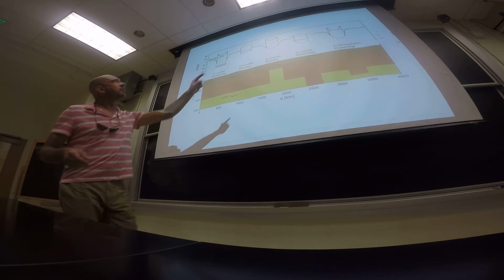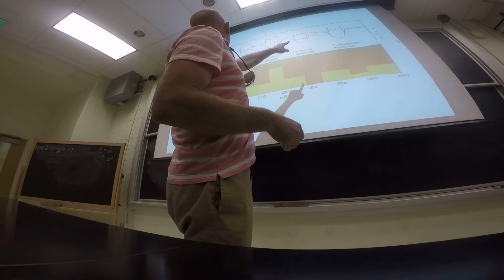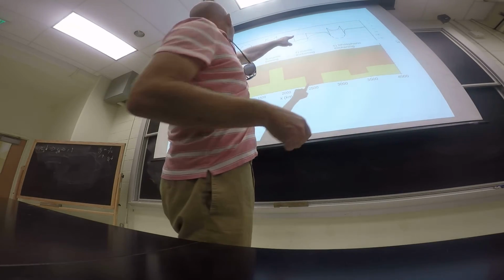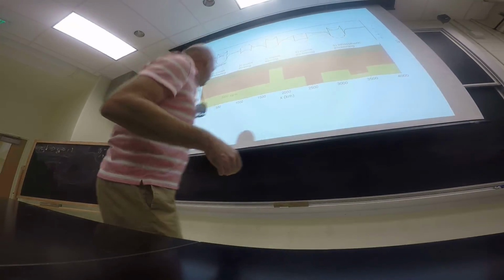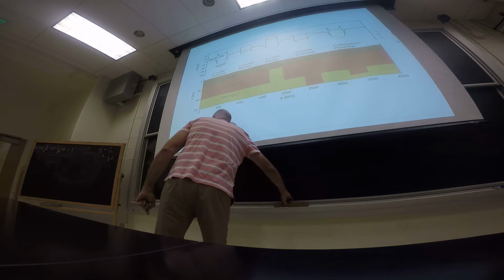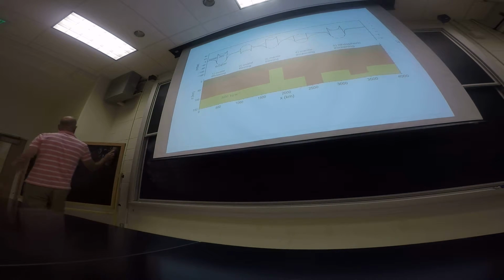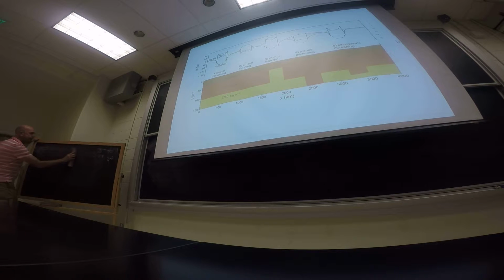Okay, and look at this. We'll talk about this later, why the Bouguer anomaly is opposite to the height anomaly. Okay, let's look at one other example just to think about this in general.